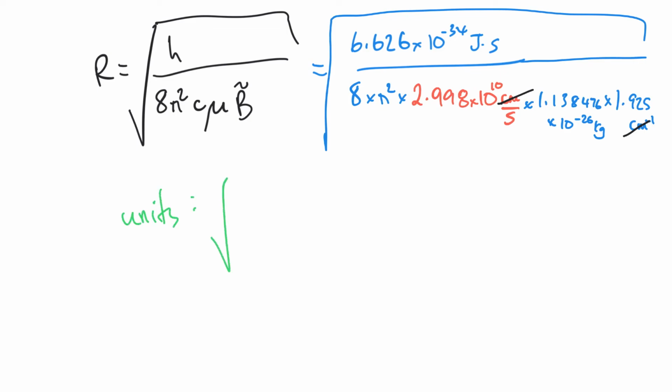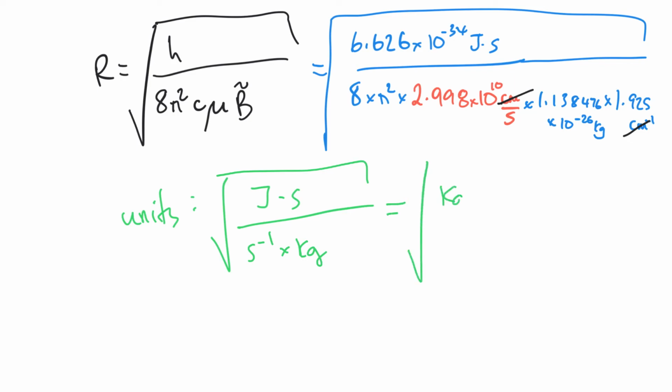Our units right now are going to be the square root of joule seconds over, let's see what we have on the bottom here, seconds to the minus 1, and we also have kilograms. I think that's all our units there. If we remember, a joule is a kilogram meter squared per second squared, and we're multiplying that by seconds and dividing by seconds to the minus 1. Seconds to the minus 1 on the bottom is equivalent to seconds on the top, so we can take that second on the top and square it now, and we've got kilograms on the bottom.